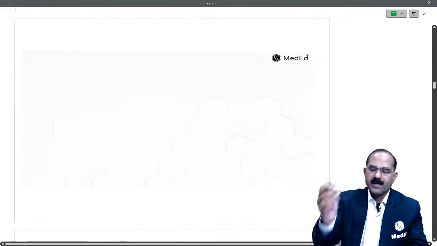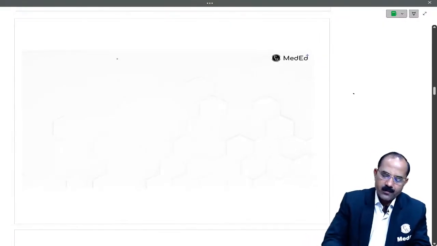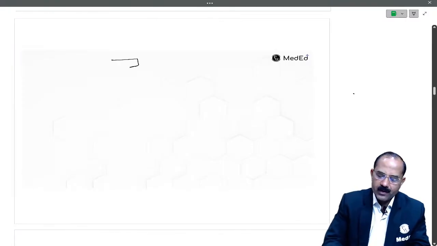Okay, easy enough. That's how you remember everything. Tell me now, bacha, what is this for the radius? That's the head of the radius. That's the neck of the radius. That's the radial tuberosity.